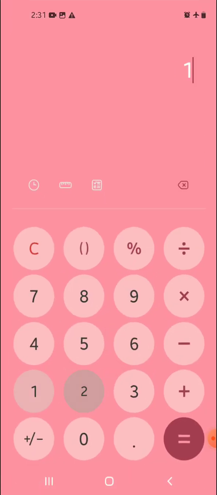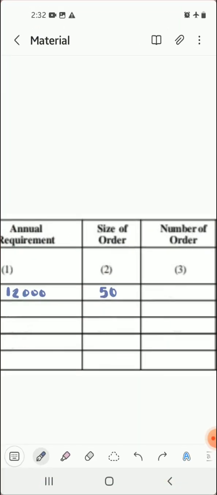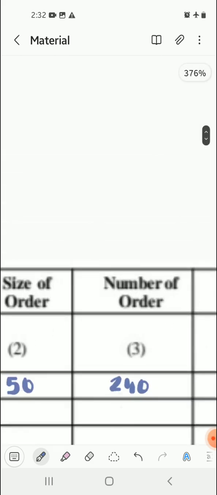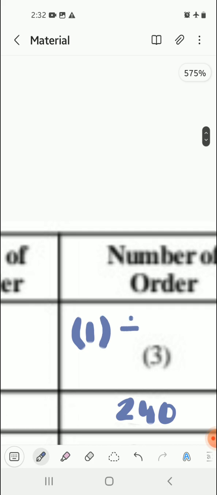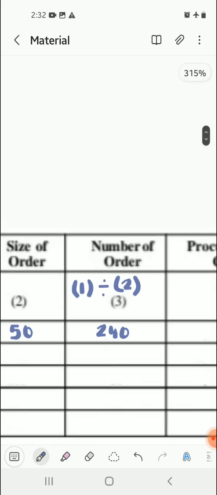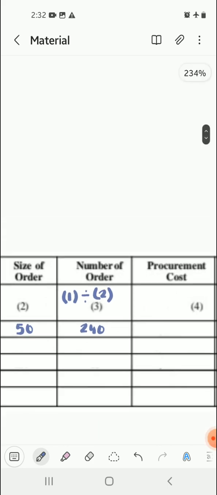So 12,000 divided by 50 is 240. So we are going to write it over here. The number of orders is 240. It is basically column number 1 divided by column 2. So this is how we get column number 3.